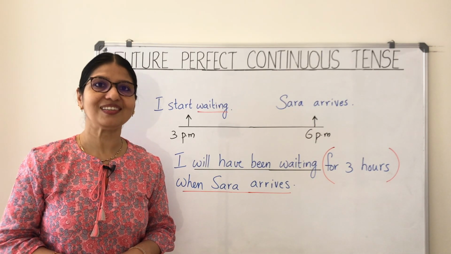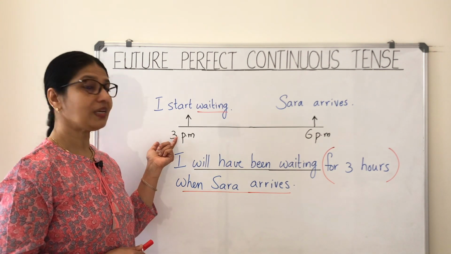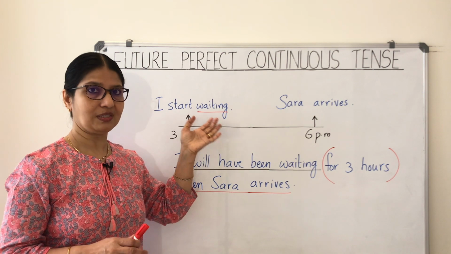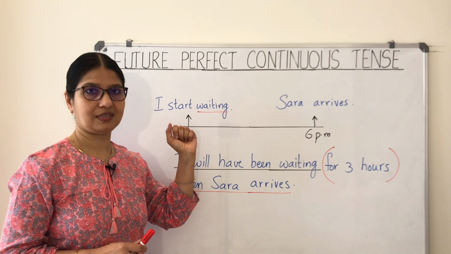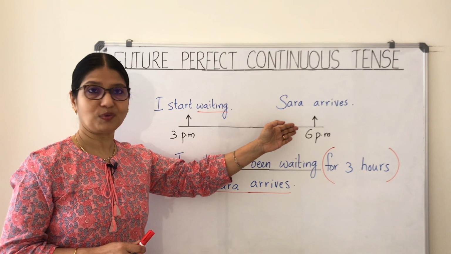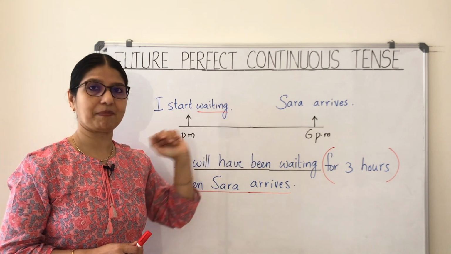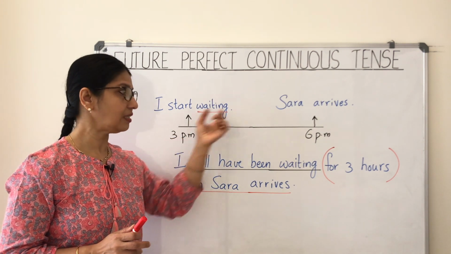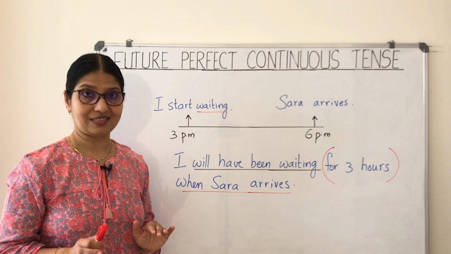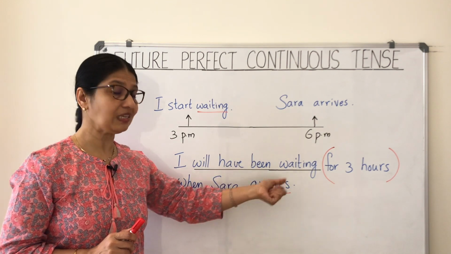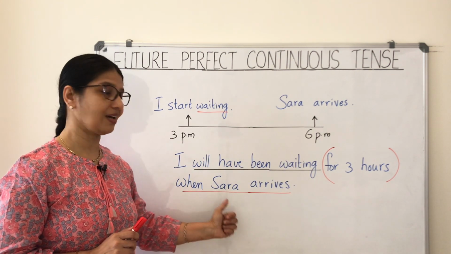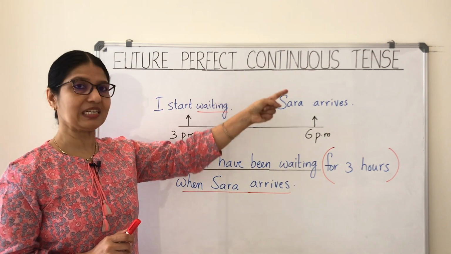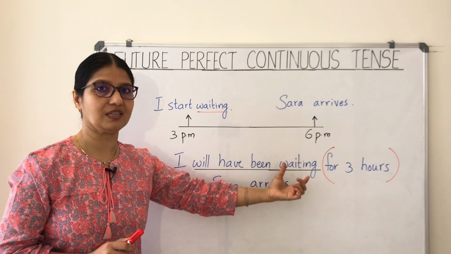To explain it further, let me use a timeline. So here at 3 p.m., I start waiting for Sarah. So here the action being done is waiting. And Sarah will arrive later at 6 p.m. So that means I will be waiting for Sarah for 3 hours, from 3 till 6. So I can say that I will have been waiting for 3 hours when Sarah arrives. So here I have used the future perfect continuous tense, will have been waiting.